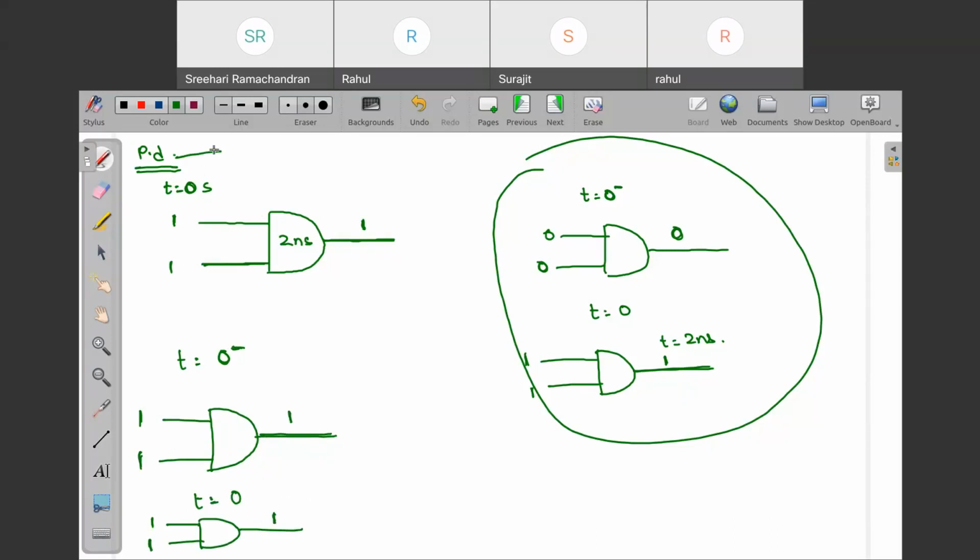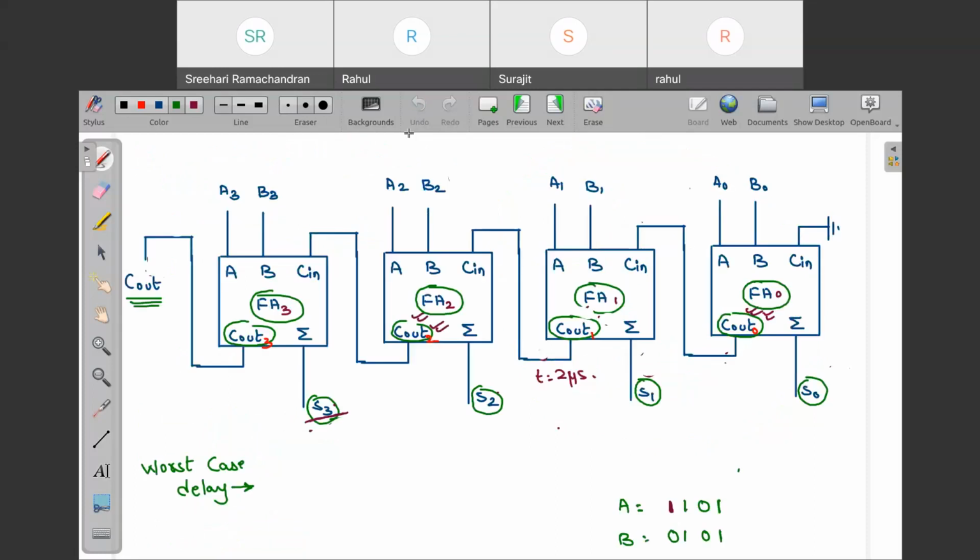So for propagation delay to occur, remember this, input should make a transition. Either it should change from 0 to 1 or it should change from 1 to 0. So always input should make transition for propagation delay. Tell me if this concept is clear or not, everyone. Please.